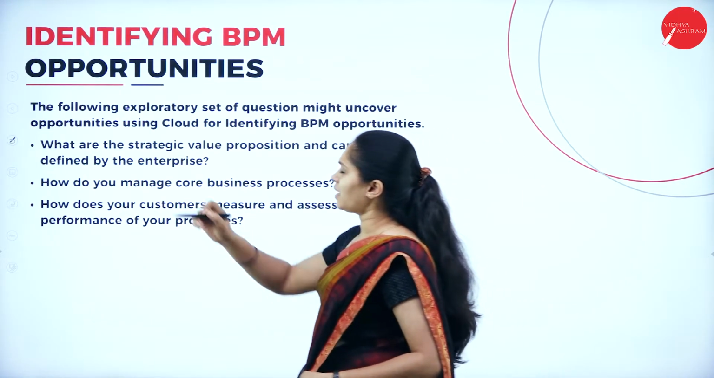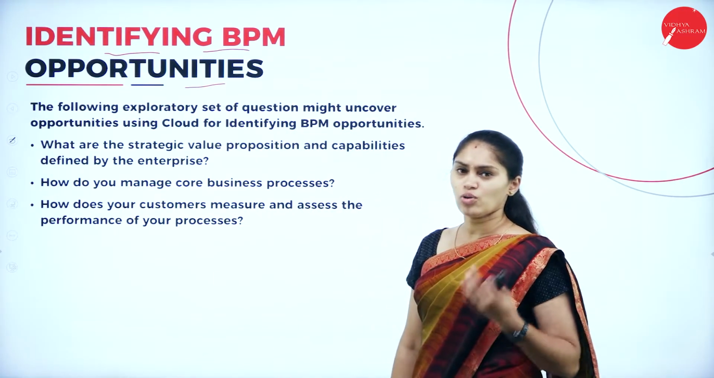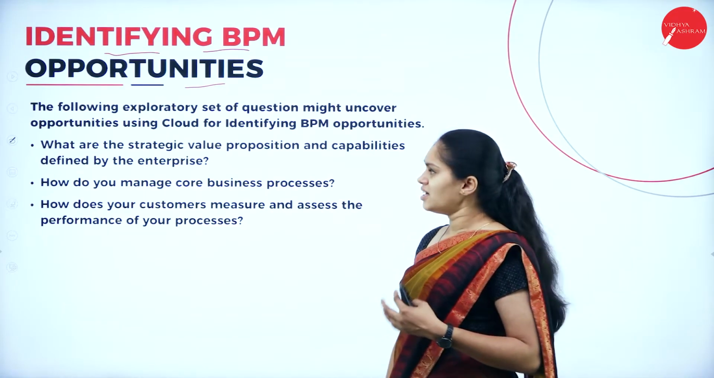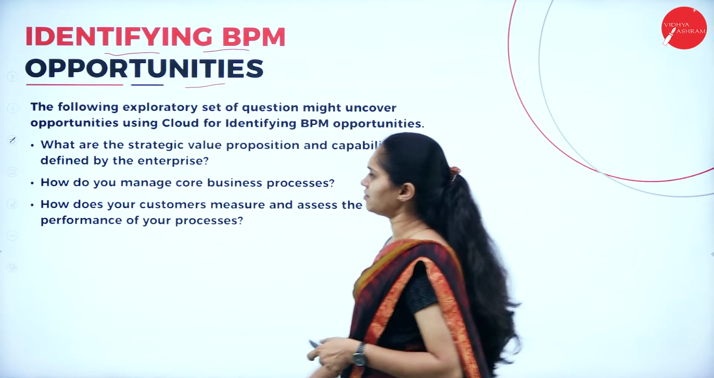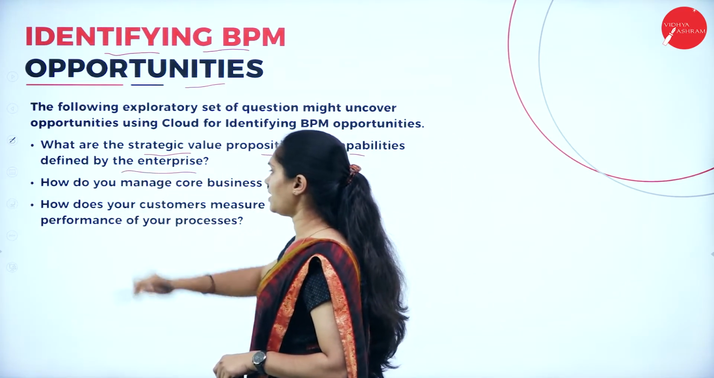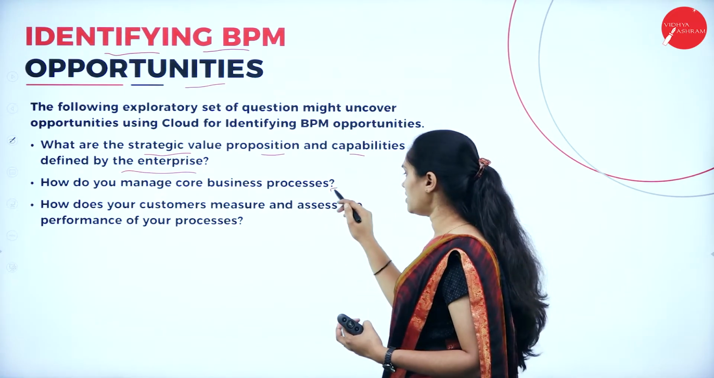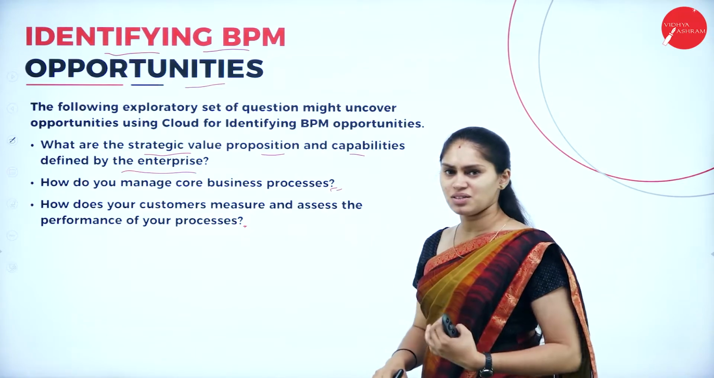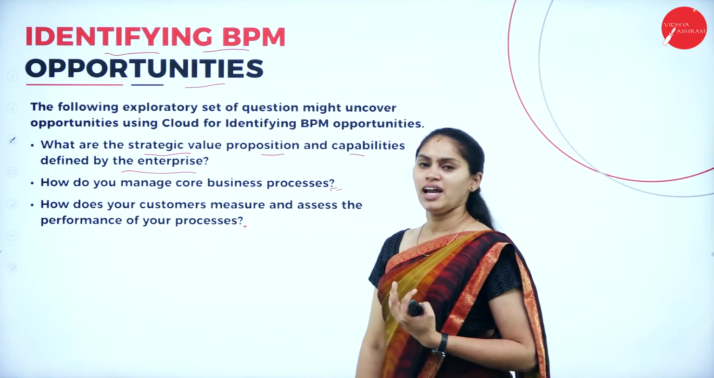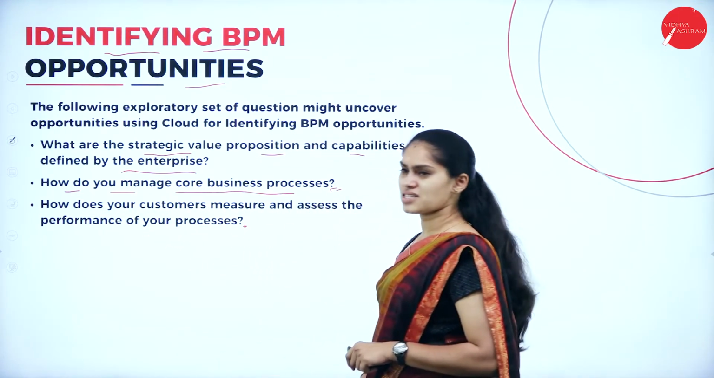So now we'll see about identifying BPM opportunities. How can I get any of the management business processes? Then we have to question ourselves: what are the strategic value proposition and capability defined by the enterprise? So what are they giving? Here everything is a question mark. If I get an answer for this, then there will be a chance of getting an opportunity to have a BPM. And how do you manage core business processes?